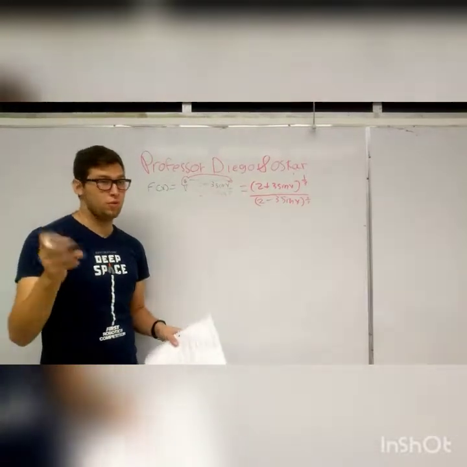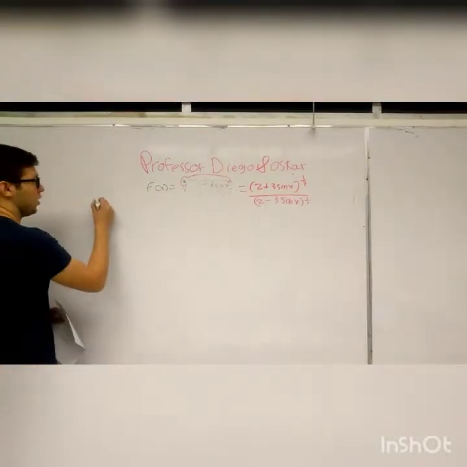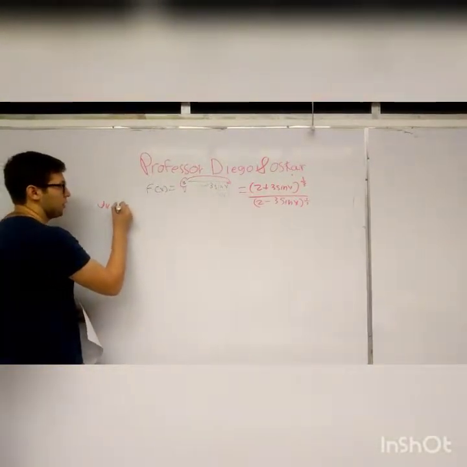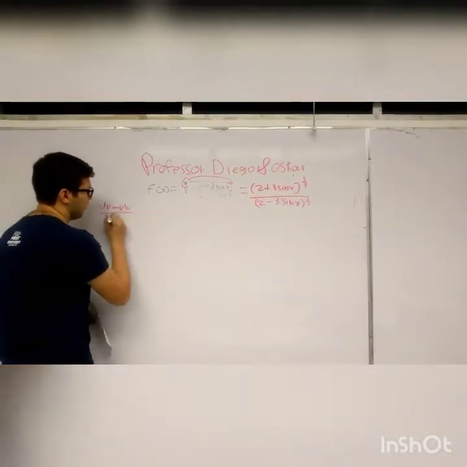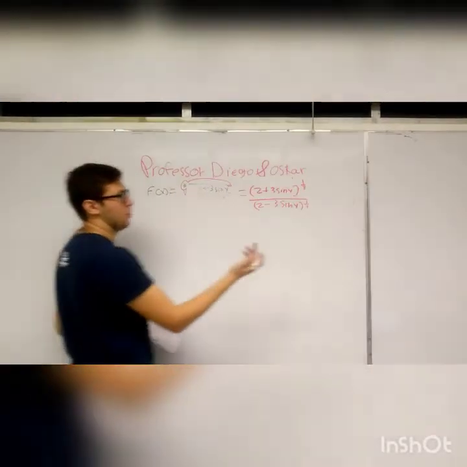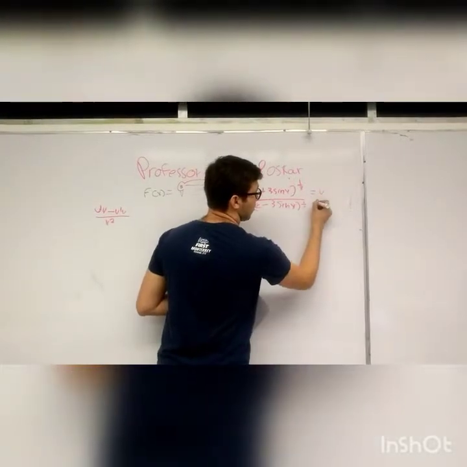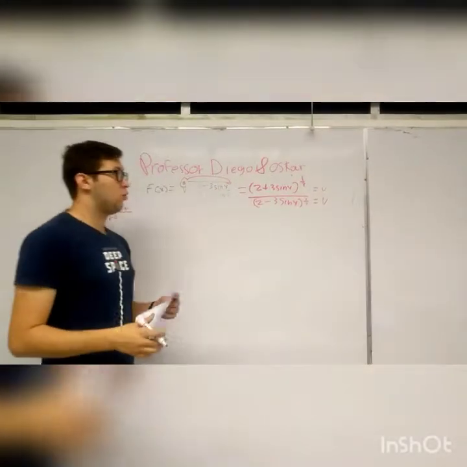If you remember that one, it's a rule that says u prime v minus v prime u, divided by v squared. Obviously, this means that the first one is u, and the second one is v. So we have to get both of the derivatives.